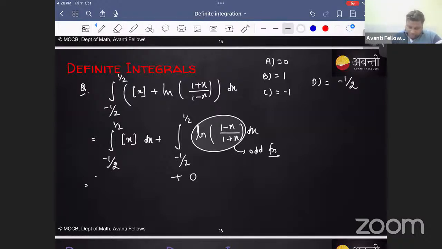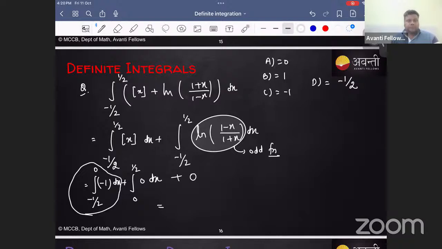Now for the previous one, from minus 1 by 2 to 0, if your x is less than 0, the greatest integer x value will be minus 1. And if it is 0 to 1 by 2, this greatest integer of x will be 0 dx. So this value is minus 1 into (0 minus minus 1 by 2). So answer will be minus 1 by 2, rest 2 are 0. Got it?